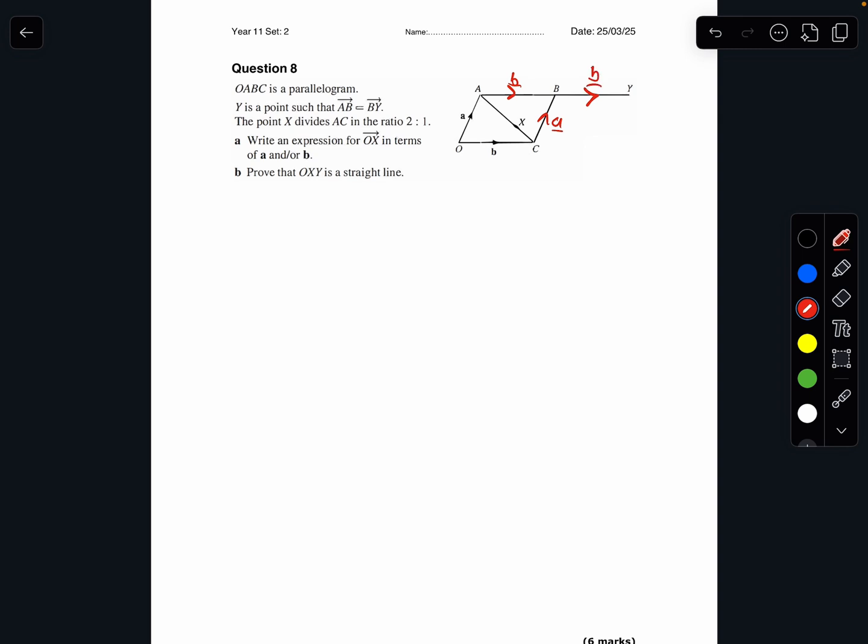The point X divides A to C in the ratio 2 to 1, so that tells me that A to X is going to be 2, and X to C is going to be 1. Once again, the whole thing is a third or 2/3, whichever way you're going. So I know straight away, if I want O to X, my plan is going to be going O to A, and then going from A to X. Okay, which is nice and easy.